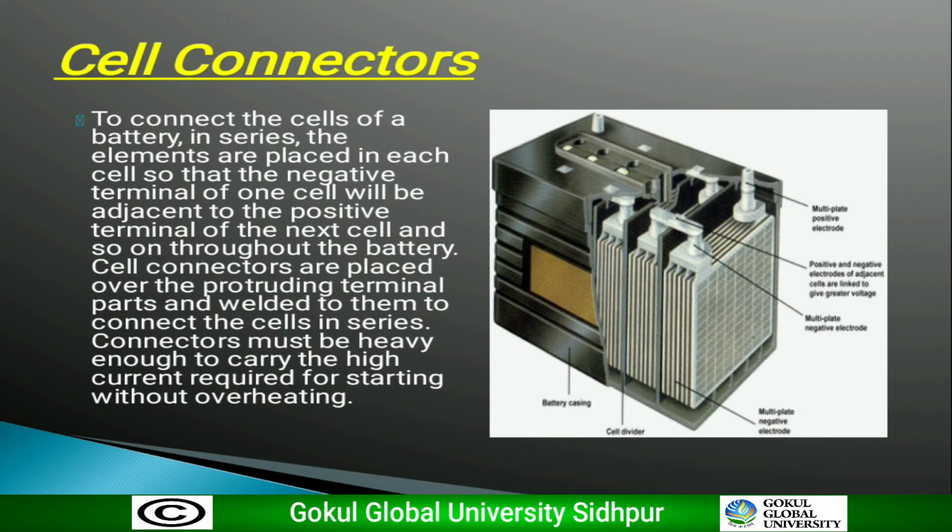Next one is the cell connector. As you see, silver type connectors in this figure connect the cells of a battery in series. Note down that the cells of a battery are connected by series connection. The elements are placed in each cell so that the negative terminal of one cell will be adjacent to the positive terminal of the next cell, and so on throughout the battery.